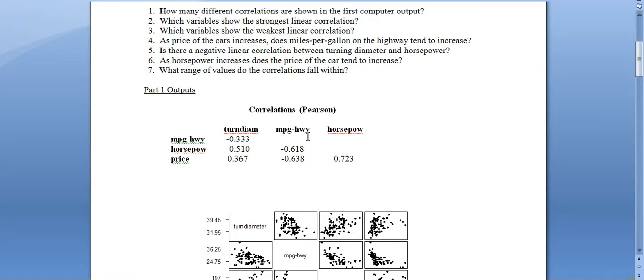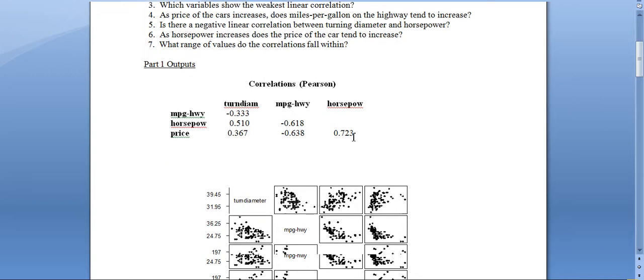Now, how you read this is it's an intersection of the row and columns. So horsepower, for example, and miles per gallon highway. Correlation is a relationship between 2 variables, so you have to have 2 variables for each one of these numbers. So horsepower and miles per gallon highway would be -0.168. The correlation between turning diameter and price, this row and this column here, would be 0.367, and so on.